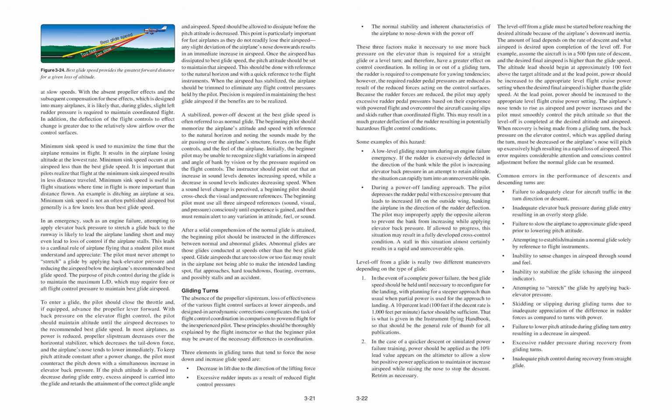Once the airspeed has dissipated to best glide speed, the pitch attitude should be set to maintain that airspeed. This should be done with reference to the natural horizon and with a quick reference to the flight instruments. When the airspeed has stabilized, the airplane should be trimmed to eliminate any flight control pressures held by the pilot. Precision is required in maintaining the best glide airspeed if the benefits are to be realized. A stabilized, power-off descent at the best glide speed is often referred to as normal glide.